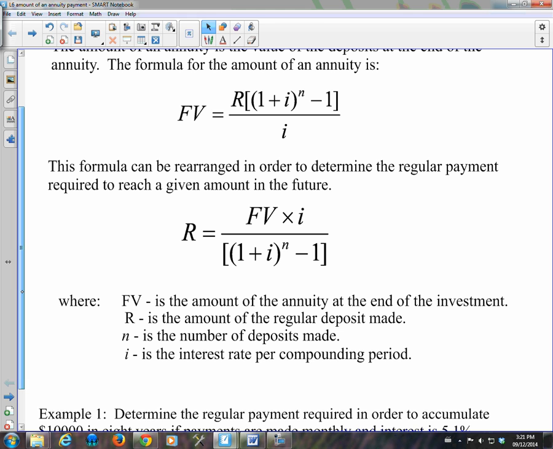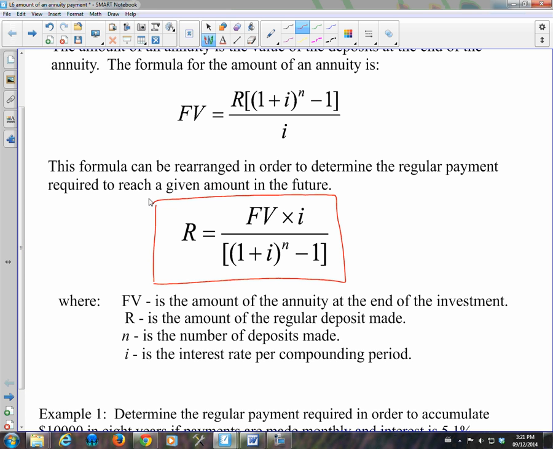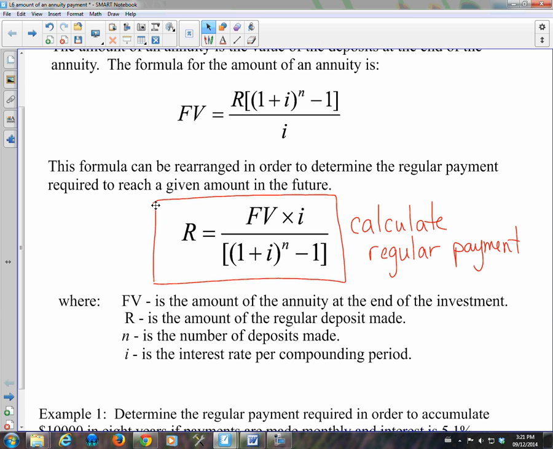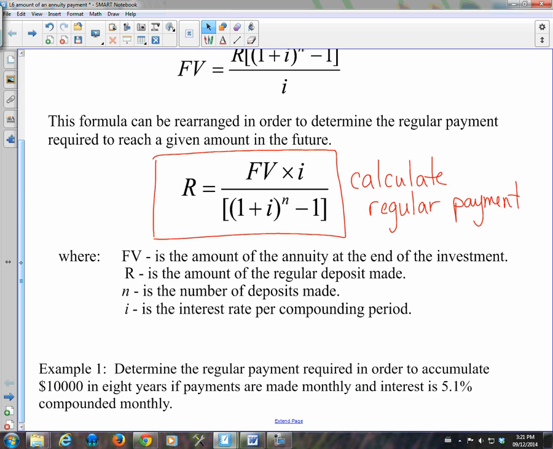So if we rearrange the formula, we would get something that looks like this, and that formula allows you to calculate the regular payment. So this is good for things like parents that want to have $50,000 for their kids to go to university when they're 18. They can figure out how much monthly payment or how much yearly payment or semi-annual payment they need to make to do that. So FV is still your future value, R is the regular deposit, N is your number of deposits, and I is the interest rate.